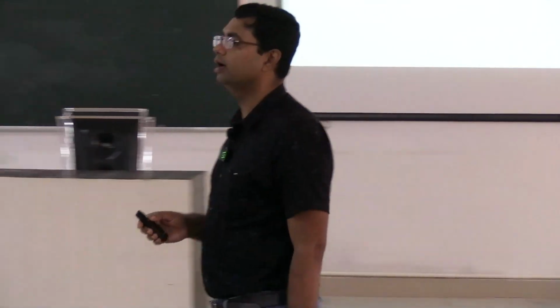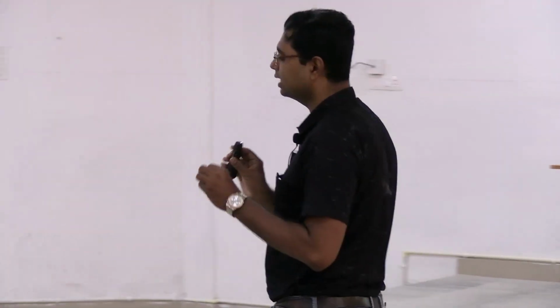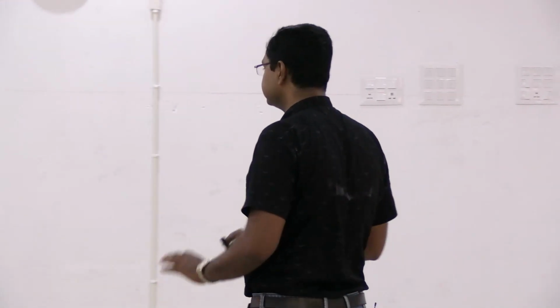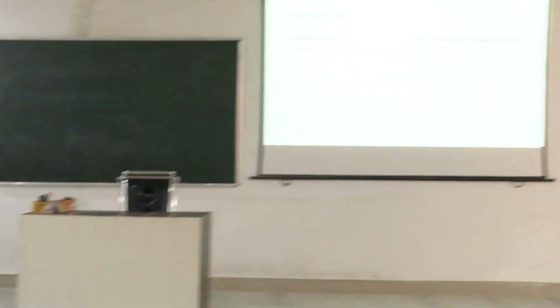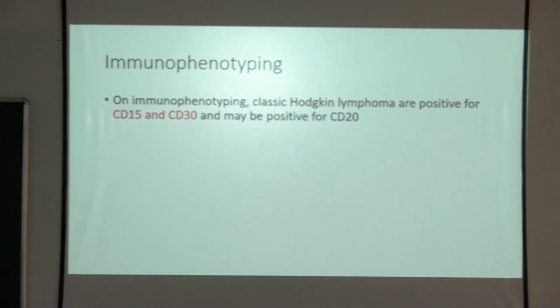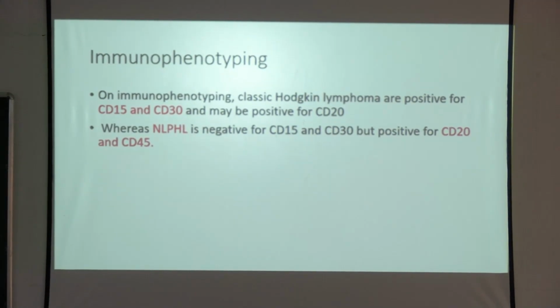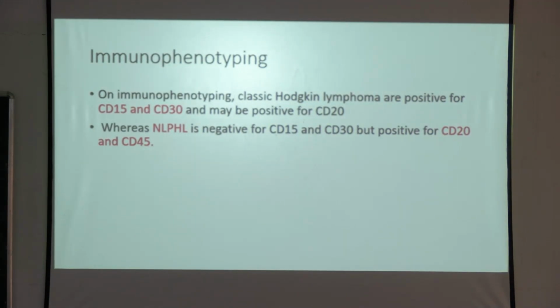So there are some CD markers that are being asked in your exams for Hodgkin's lymphoma. What are the CD markers that are positive? Number 1, classic Hodgkin's lymphomas are positive for CD15 and CD30, but they can also be positive for CD20. But তোরা মনে রাখবি classic Hodgkin's lymphomas are positive for CD15 and CD30, but nodular lymphocyte predominant Hodgkin's lymphoma is negative for CD15 and 30, but it is positive for CD20 and 45.